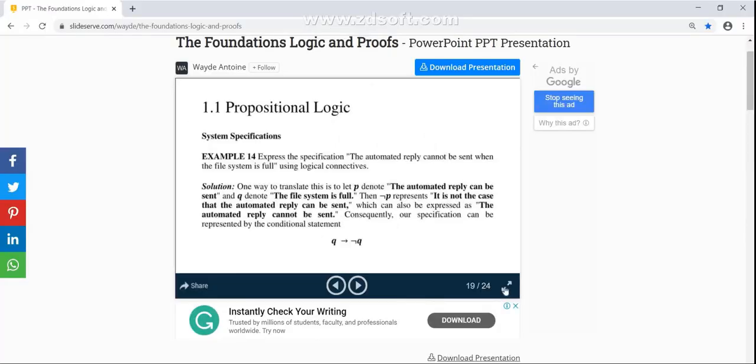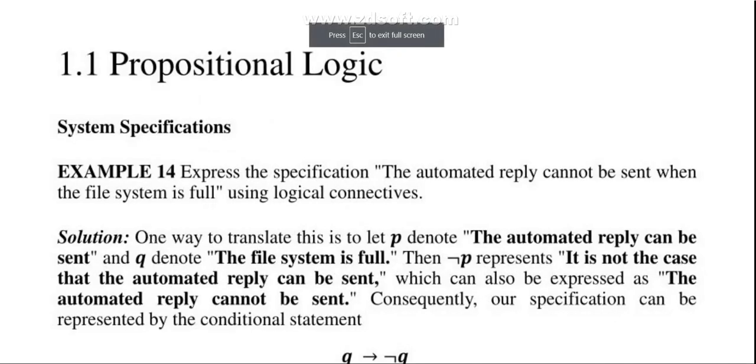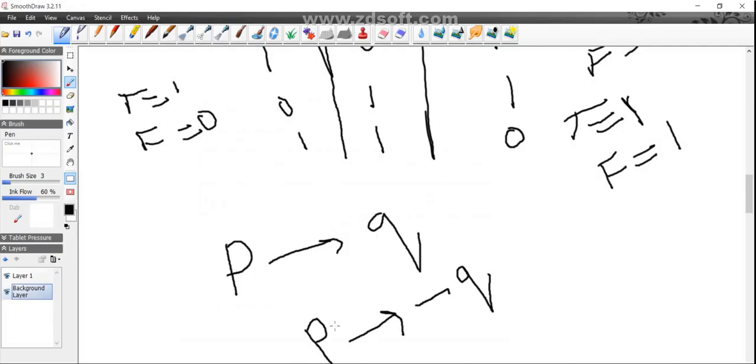So coming to the example again, this is P, and P is the automated reply can be sent. See, here it is can be sent, but here it was cannot be sent, so it's a negation. It's a negation of P. So negation of P, it means you can write negation of P and conditional.